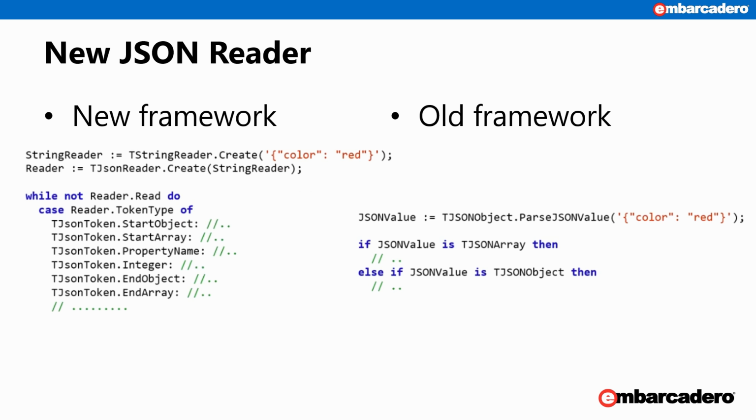If the parse JSON value is not successful or does not contain valid JSON, then you would get a nil reference. In the new framework, we are using a TStringReader and a TJSONReader, and we can go in a one-way fashion through the whole stream of bytes token by token. Typically in code we would check what kind of token we got in our input stream and perform different processing.